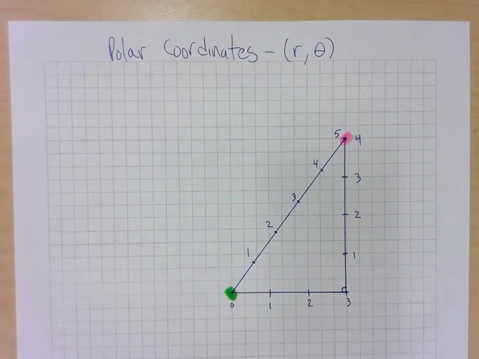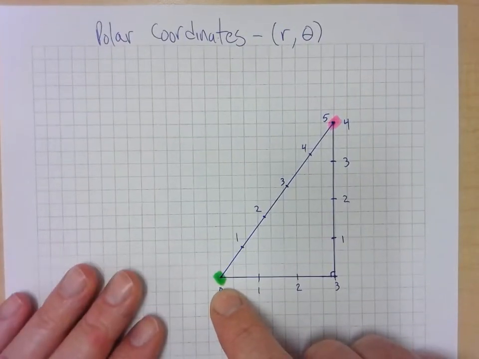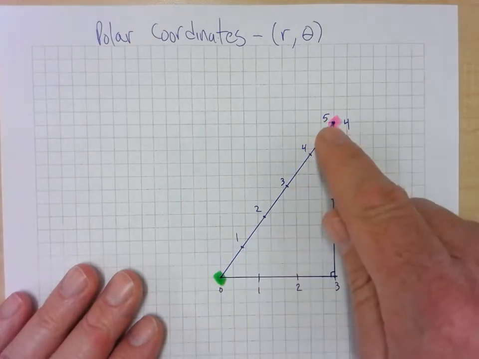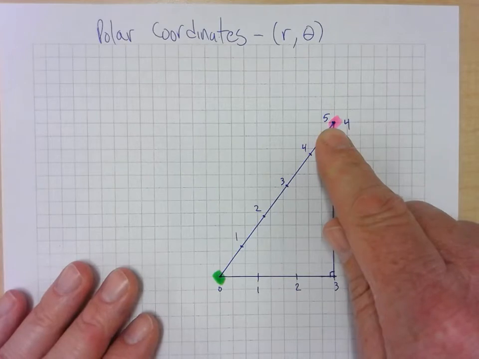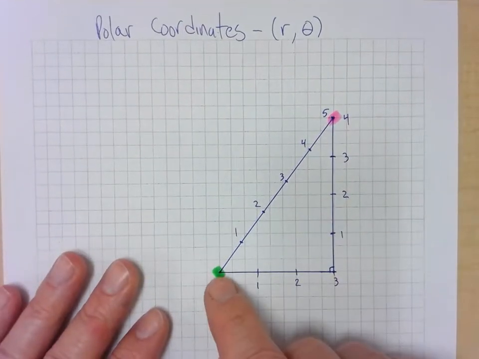Hello, this video is going to explain polar coordinates in a simple, easy to understand kind of way. Let's say we have to get from this green dot, which green means go, to the pink for stop. I couldn't find red, so I did pink. There are two ways to get there.